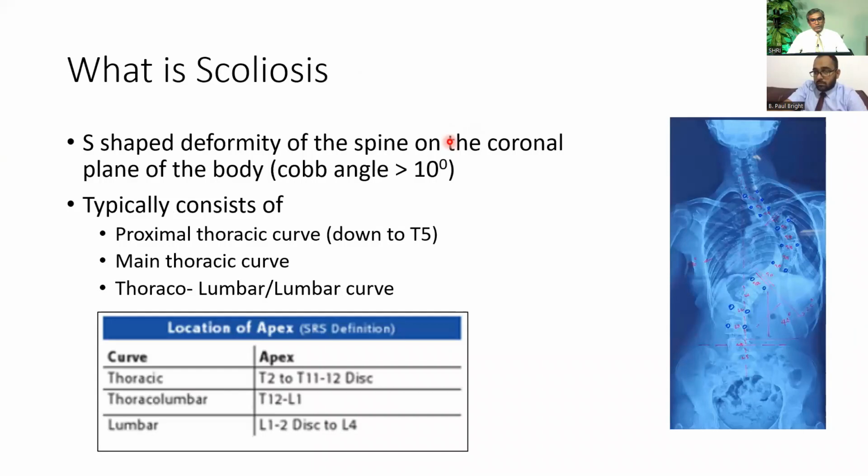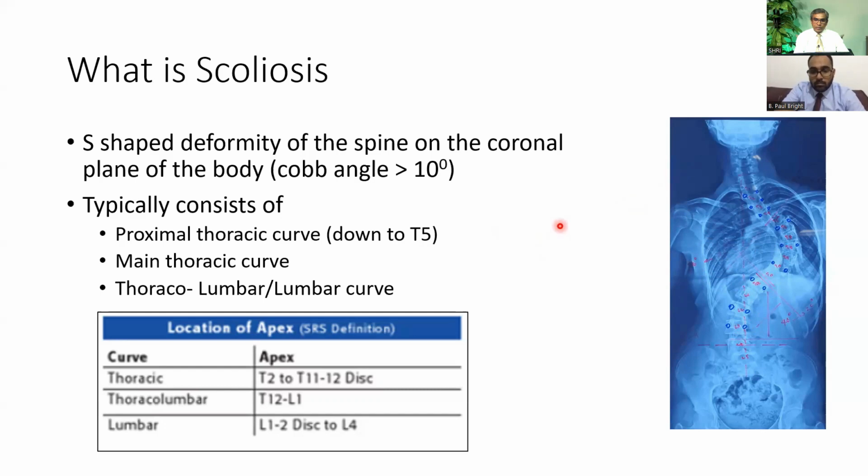So first of all, what is scoliosis? Now, scoliosis is an S-shaped deformity of the spine in the coronal plane of the body. Basically, the angle of the curve has to be more than 10 degrees for us to classify it as scoliosis. And typically, a scoliotic spine has 3 curves. If you can see this photograph of the X-ray, you can appreciate there are 3 curves there.